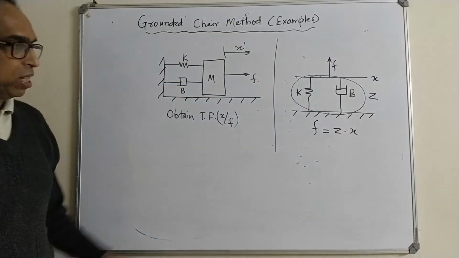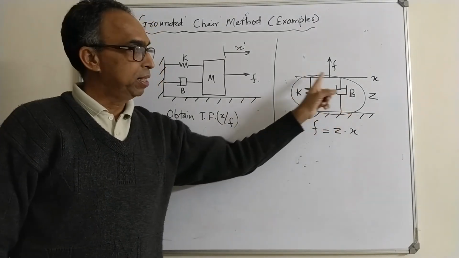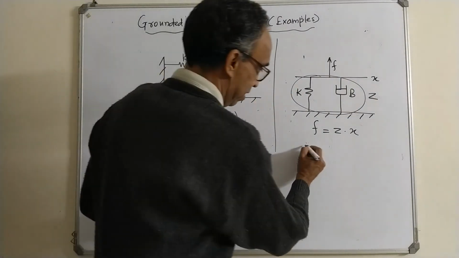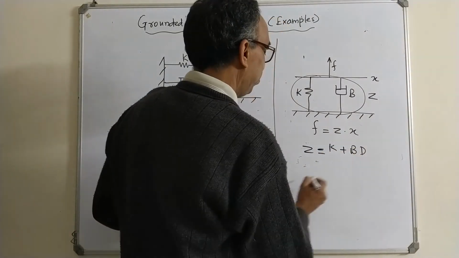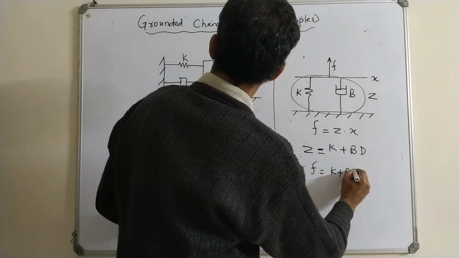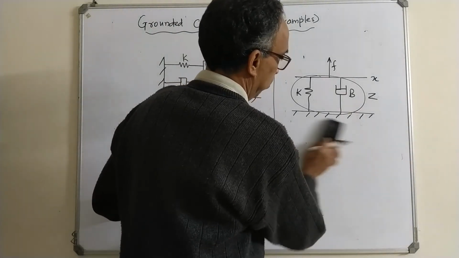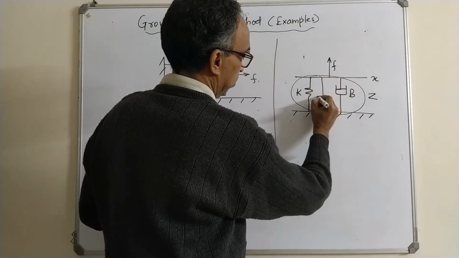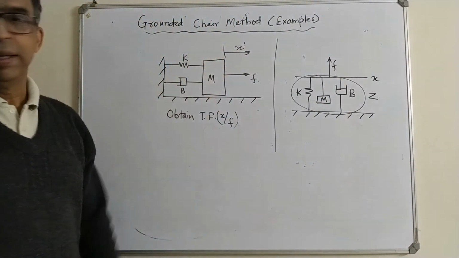So what is this equivalent impedance Z? Just observe here. K and B are experiencing the same displacement x, so these are in series. So Z is equal to K plus BD. I substitute it here: F is equal to K plus BD. Sorry, the mass is remaining. I have just forgotten to draw the mass. So I'll put mass M in between. Sorry. Mass M is between X and ground.